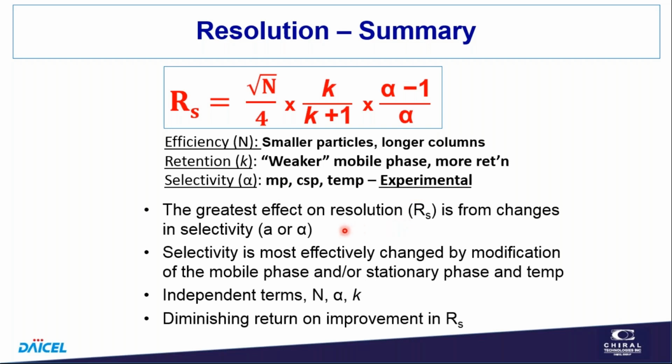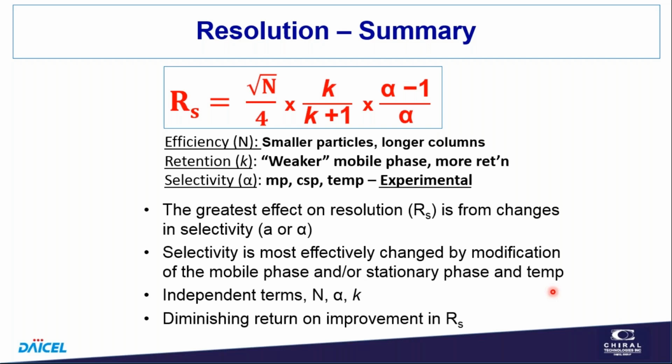The greatest effect on resolution in liquid chromatography comes from changes in selectivity, whose symbol is usually A or alpha. Selectivity is most effectively changed by modifications of the mobile phase and/or stationary phase, and the temperature has an effect. But as I said, these are independent terms, so we can make changes to each one of these individual terms and affect the resolution without significantly affecting the other terms.